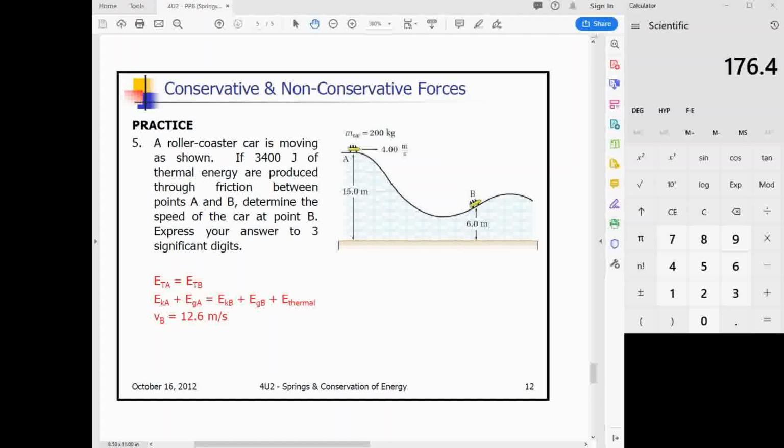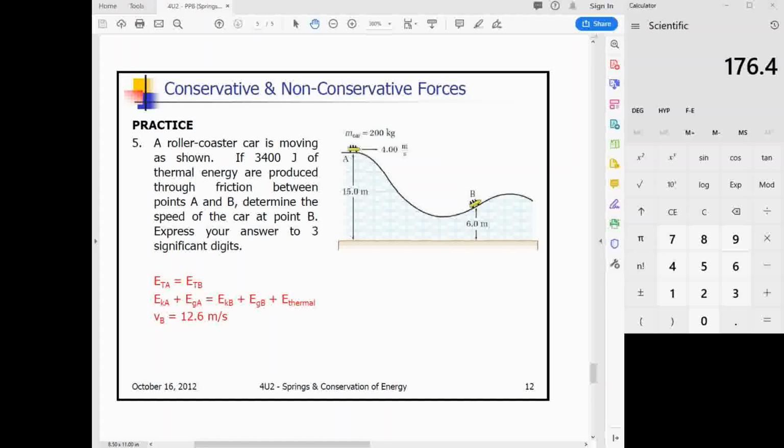So you see our E_T. Situation A is when we're at the point at 15 meters above, traveling at 4 meters per second. Situation B, we're at 6 meters, but we don't know the velocity. So our kinetic energy at A plus our gravitational potential energy at A has to equal the kinetic energy at B plus the gravitational potential energy at B plus that thermal energy loss.